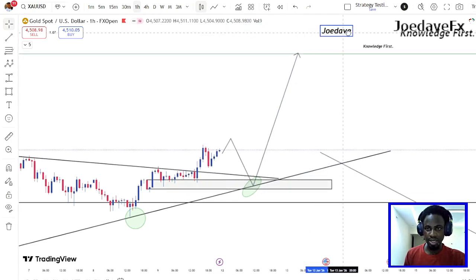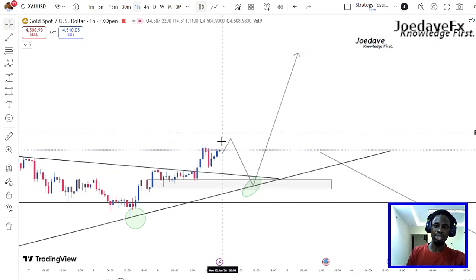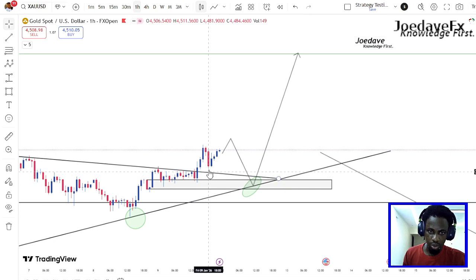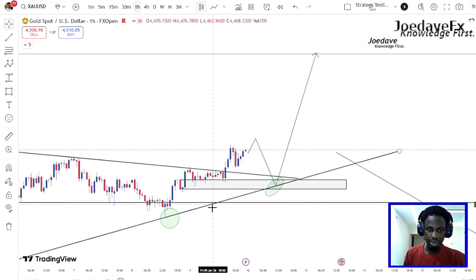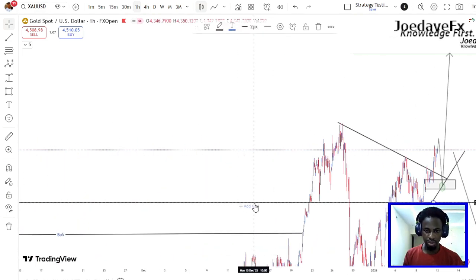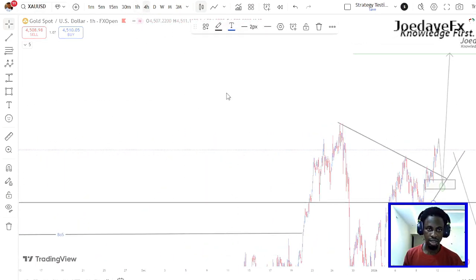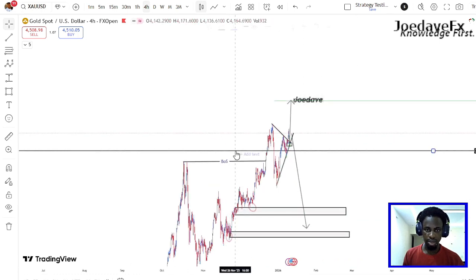So what am I expecting for gold in this coming week? I'm just expecting a nice pushback here, then the continuation. So that will be a double entry for us on gold. All right. And which black line is actually this? Let me check. Okay. So I just need the black line, so I can delete that.